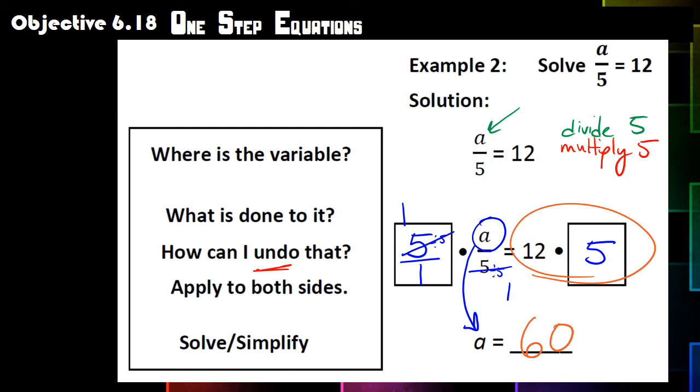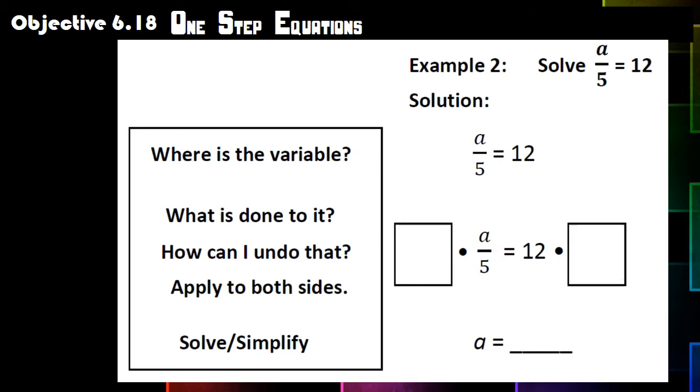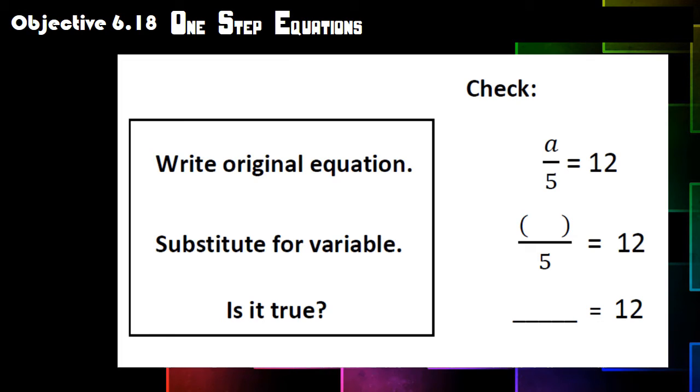So what we did is on the left-hand side, we got a by itself. So we undid the division with multiplication. And then whatever we do on the left side, we have to do on the right side. 12 times 5 gives us 60. So you guessed it, now we have to check our work here.